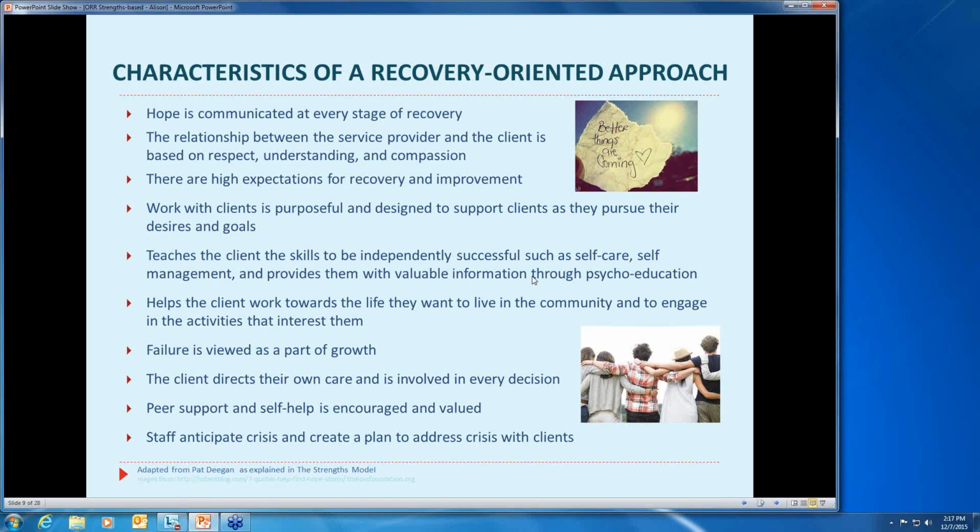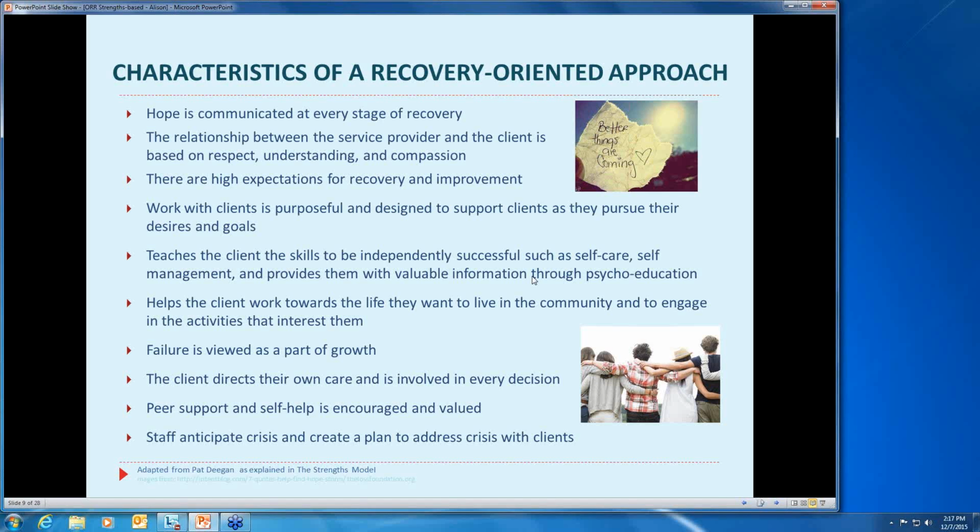And characteristics of a recovery-oriented approach. I'm not going to go over every single one of these because there's a lot of repeats from the principles of the strengths model. However, the ones I really like are failure is viewed as a part of growth, because I think that's so important. Of course, our clients are going to fail from time to time. Of course, we as people are going to fail from time to time. But that's not an end state. That's something that you can learn from, and you continue from there still pursuing your goals.